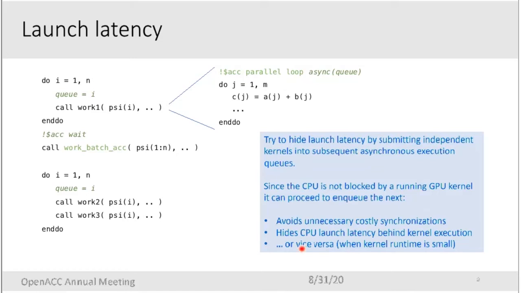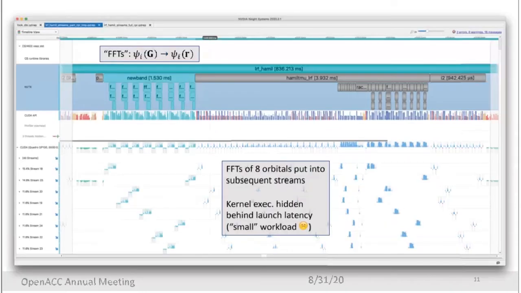Or, unfortunately, vice versa, when the kernel runtime is very small. So if we look at a profile of this, we see here, for instance, FFTs on 8 orbitals. They are being launched by the CPU, so this takes some time, and then the next one is launched, and the next one, and the next one. And we see that they're put in subsequent streams. That is what we see here. There's 8 streams that get some work on the GPU.